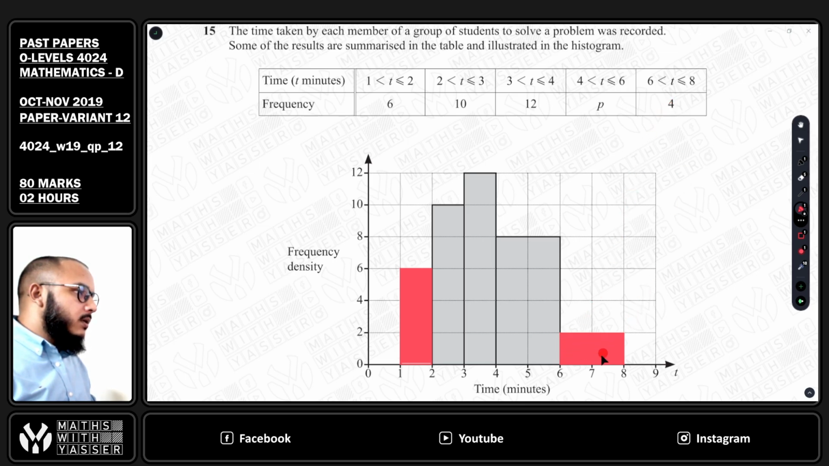Then for the last bar, again the frequency density is frequency over class width, and now the class width is 8 minus 6, which is 2. So 4 divided by 2 will be 2. Hence the height of the bar is 2 and the width of the bar is between 6 to 8.